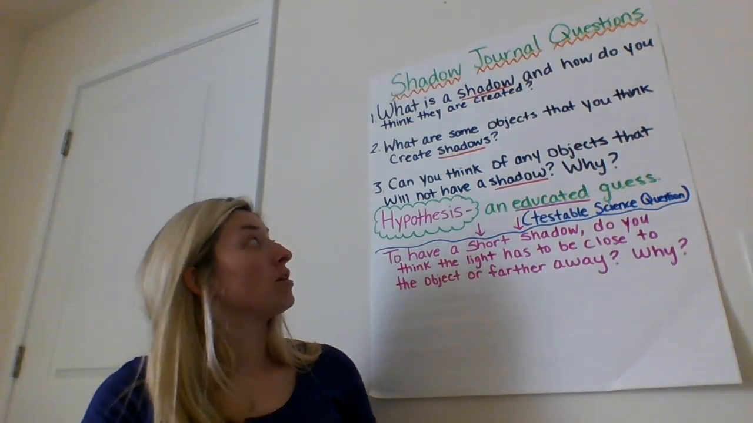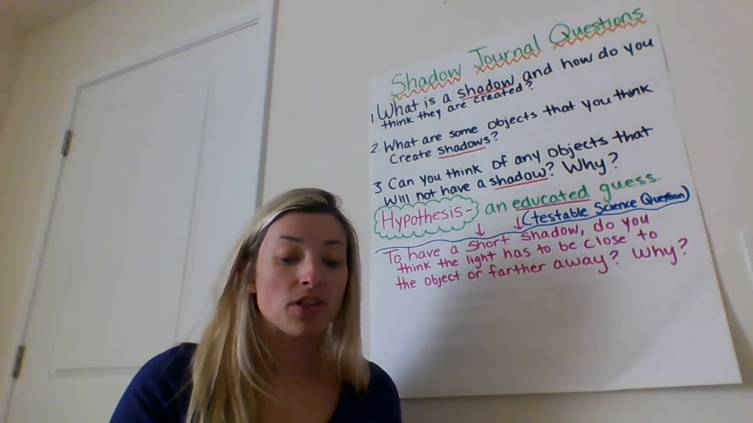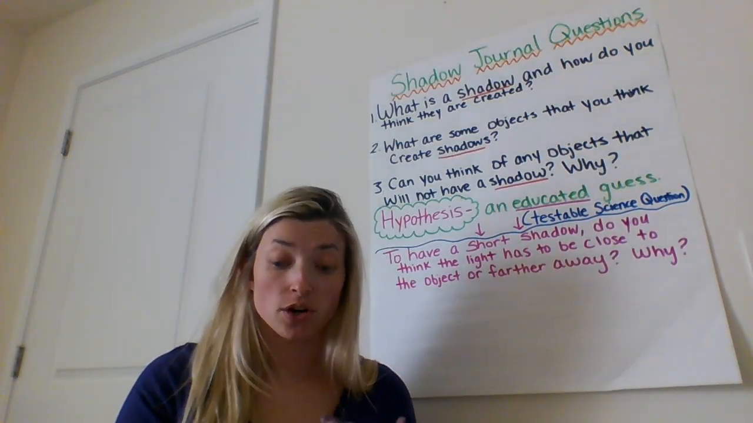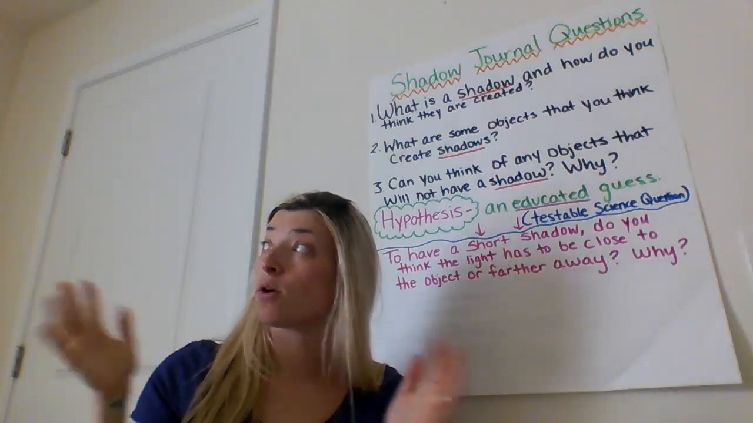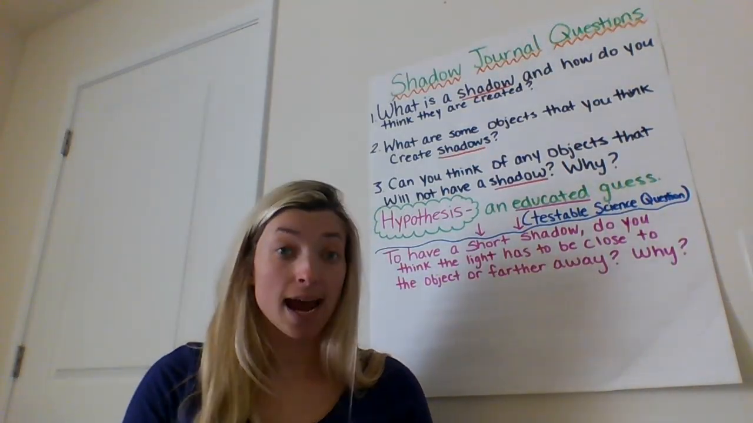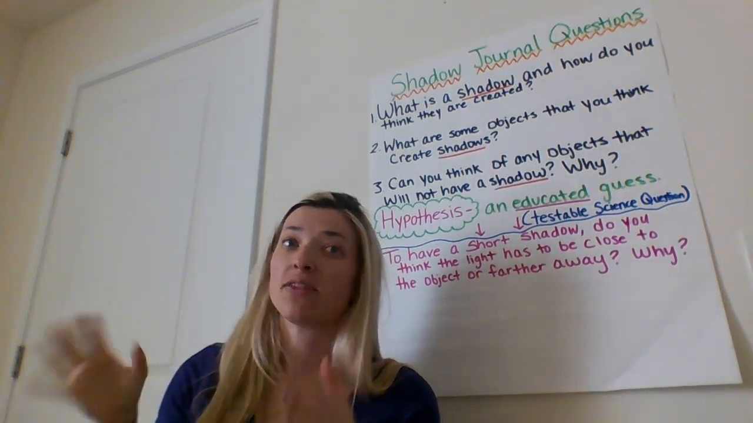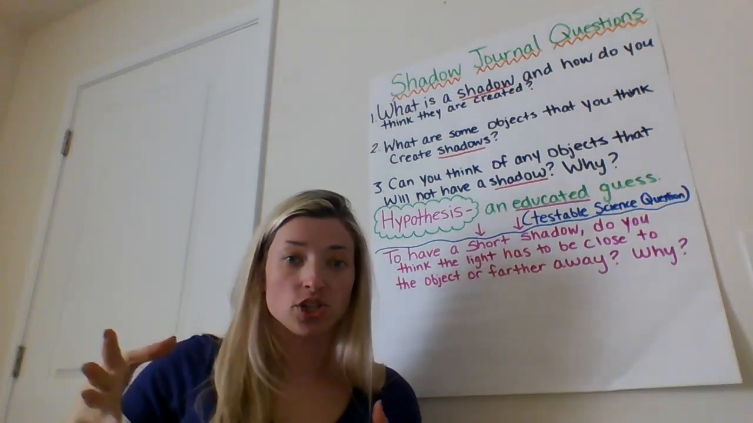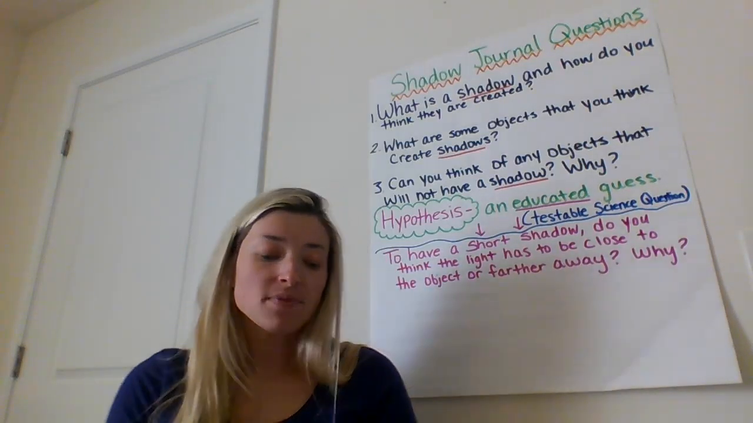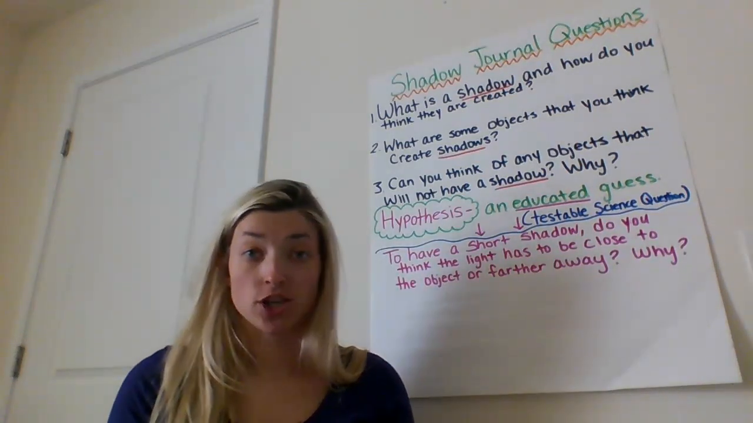Question number 2 said, what are some objects that you think could create shadows? Some of the things I got were people, dogs, trees. Of course, I always see big shadows coming off of trees. That's a really good one. A ball or a tower. I thought a tower was really smart too, because that's something that's really big and thick and the sun shines on.